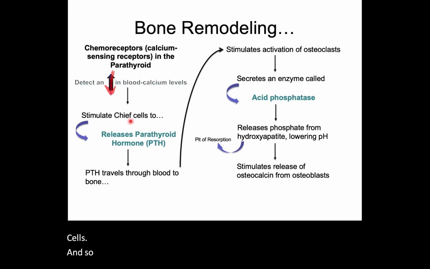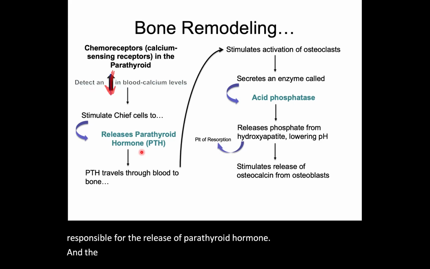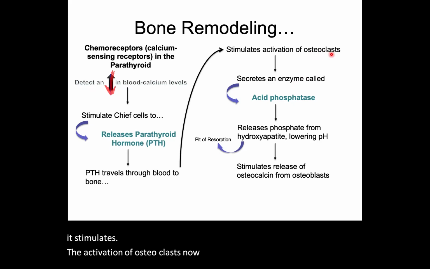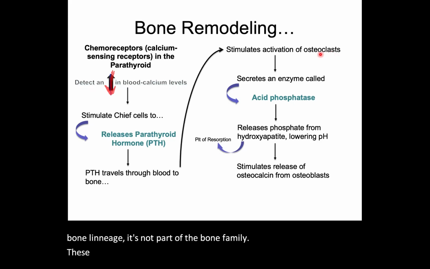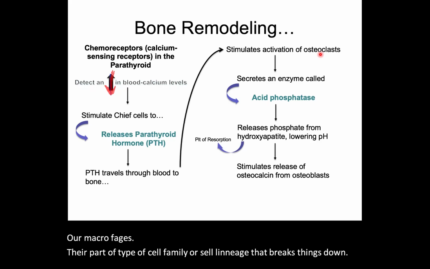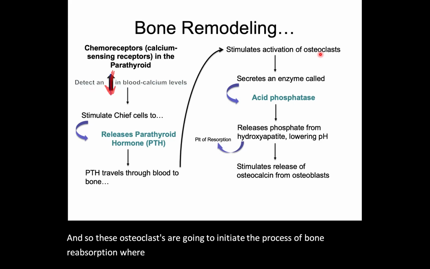And so the chief cells, this is a cell that is within the parathyroid, is responsible for the release of parathyroid hormone. And the parathyroid hormone travels through the blood to the bone, where it stimulates the activation of osteoclasts. Now remember, osteoclasts are not a part of the bone lineage. It's not part of the bone family. These osteoclasts are macrophages. They're part of a type of cell family or cell lineage that breaks things down. And so these osteoclasts are going to initiate the process of bone reabsorption, where we break bone down.